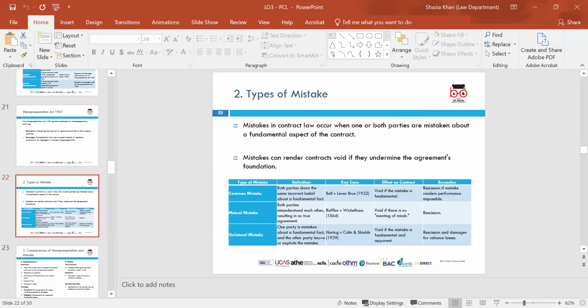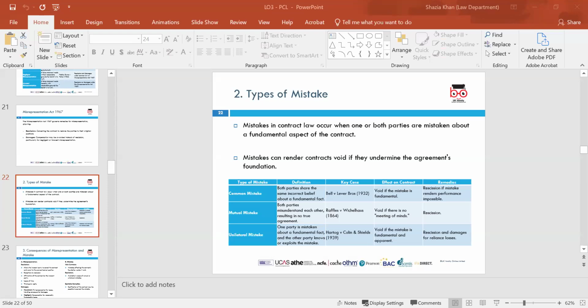Types of mistake we looked at earlier on as well. So in contract law, the types of mistakes we've got are common mistake, mutual mistake and unilateral mistake, and that diagram identifies them. So I'll just go through each one briefly again. Common mistake is when both parties share the same mistaken belief about a fact that is essential to the contract. This can lead to a contract being void if the mistake is so fundamental that it changes the nature of an agreement.